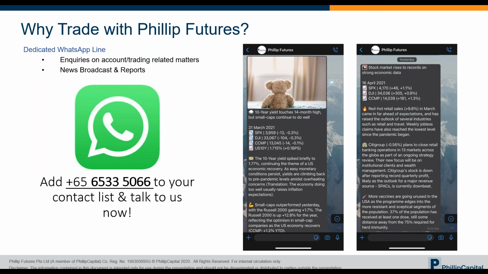So this is the number that you need to take note of. +65 is the country code, and our number is 65335066. Do add this number to your contact list and talk to us on WhatsApp if you have any inquiries, and we will get back to you as well.